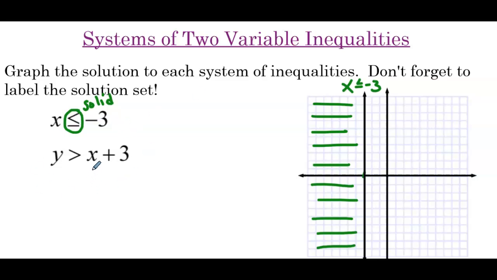Y is greater than x plus 3. To graph that line, it has a slope of 1. A point on the line is the y-intercept, which is 0, 3. So we have 0, 3, slope of positive 1. So we plot points on the line. And we have strict inequality, just greater than. So we're going to connect the points with a dashed line.